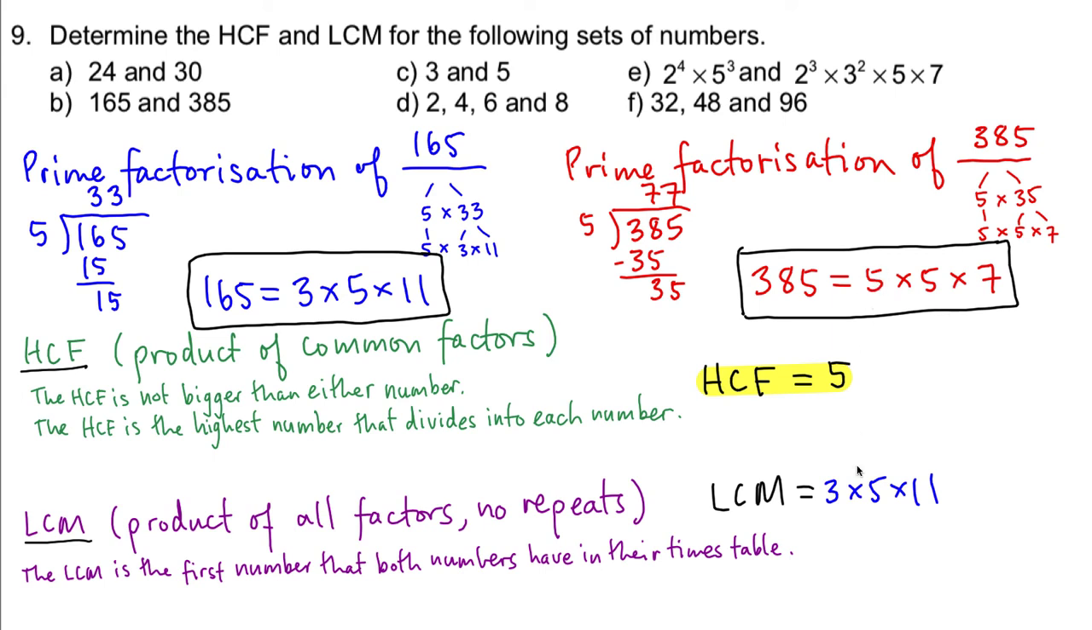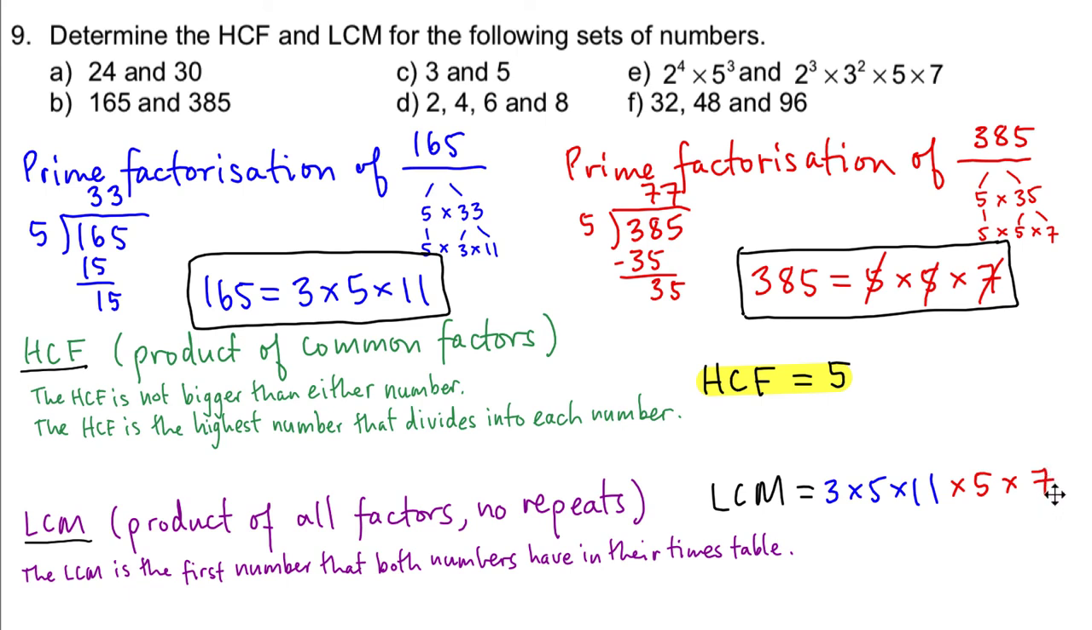So we need a 5, but we already have a 5, so we don't need that one. We need a second 5, and we don't have a second 5, so we need to multiply that. We also need a 7, and we don't have a 7, so we need to multiply by a 7. And then the answer to all of that is the least common multiple.